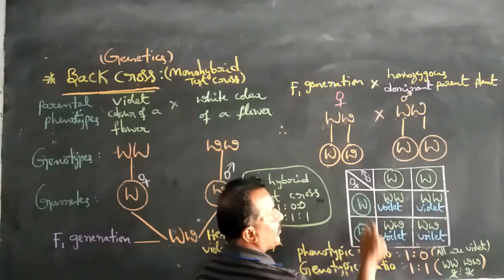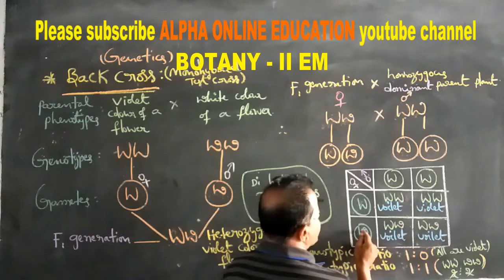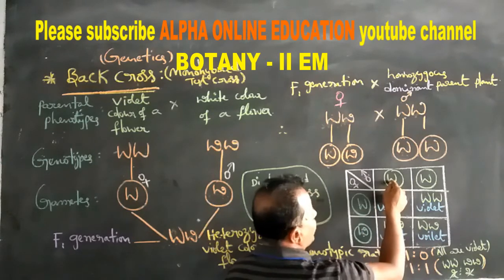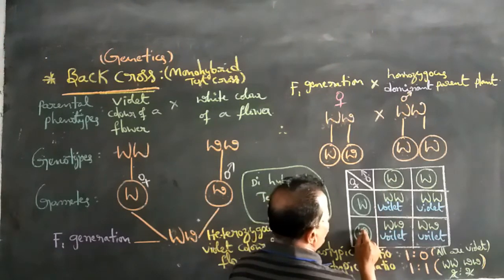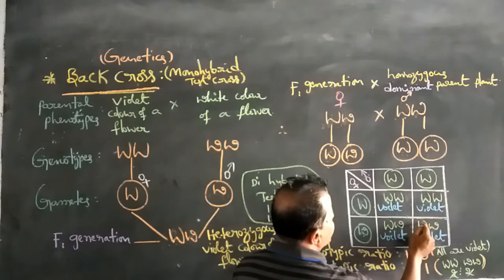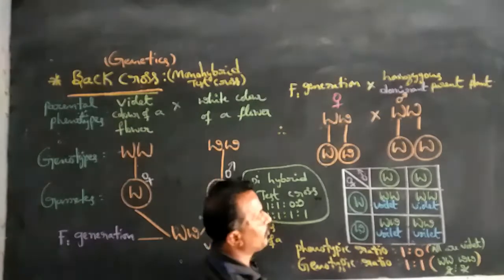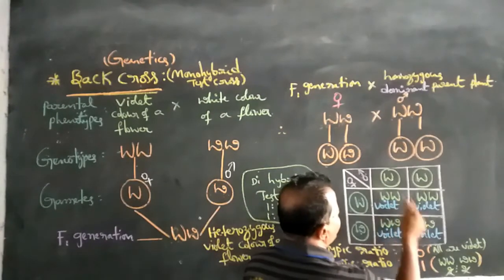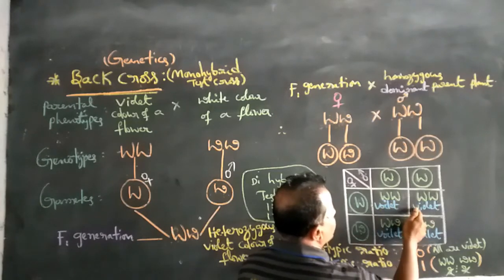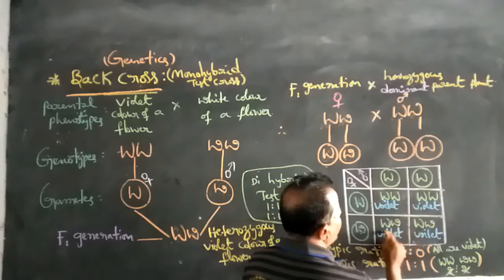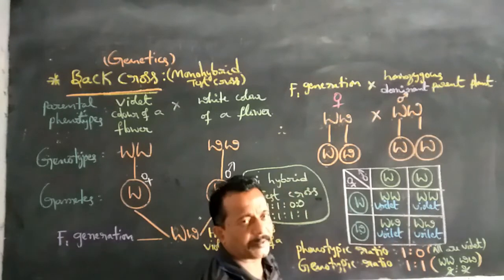This is the first fertilization, and in the second fertilization small w fuses with capital W, that is capital W small w, and again small w fuses with capital W, that is capital W small w. So here in the Punnett square or checkerboard, phenotypically all are violet color of the flower.